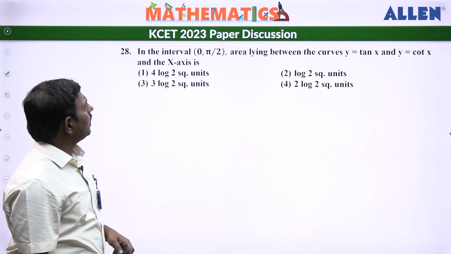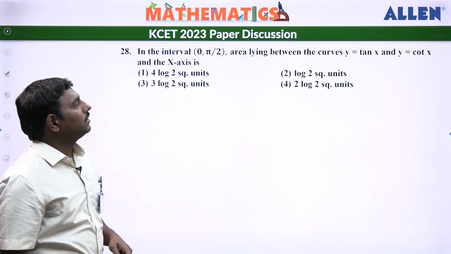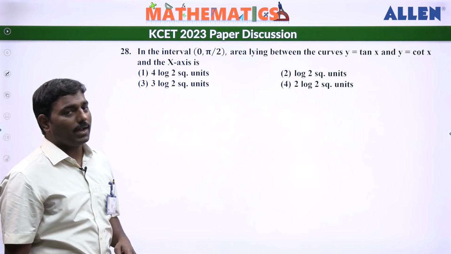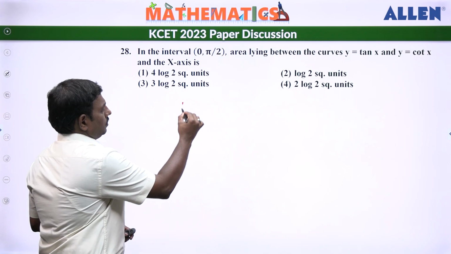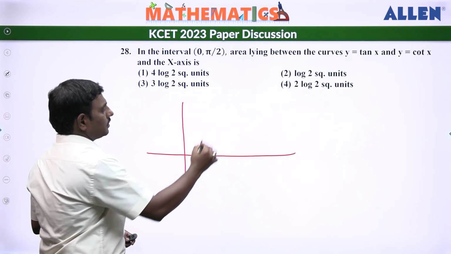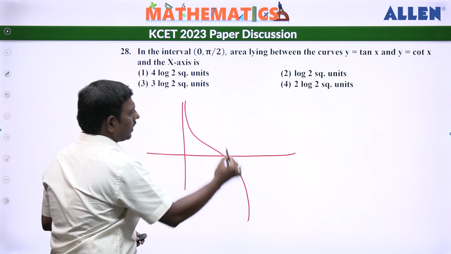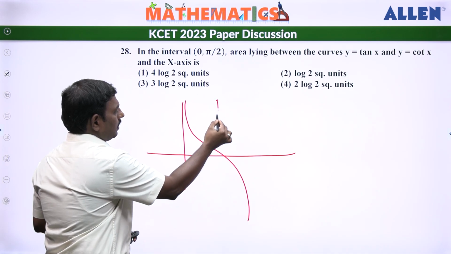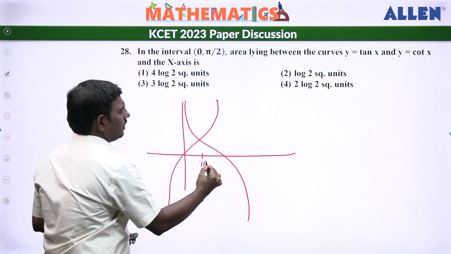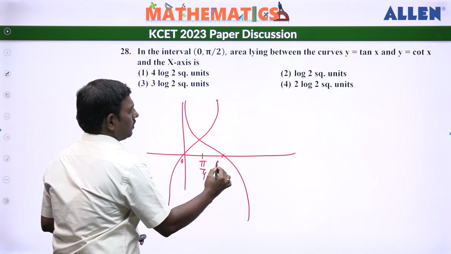Next, question number 28. In the interval 0 to pi by 2, the area lying between the curves y is equal to tan x and y equal to cot x and the x-axis. So when you plot the graph of tan x and cot x, we can see these two are intersecting at pi by 4, between 0 and pi by 2.